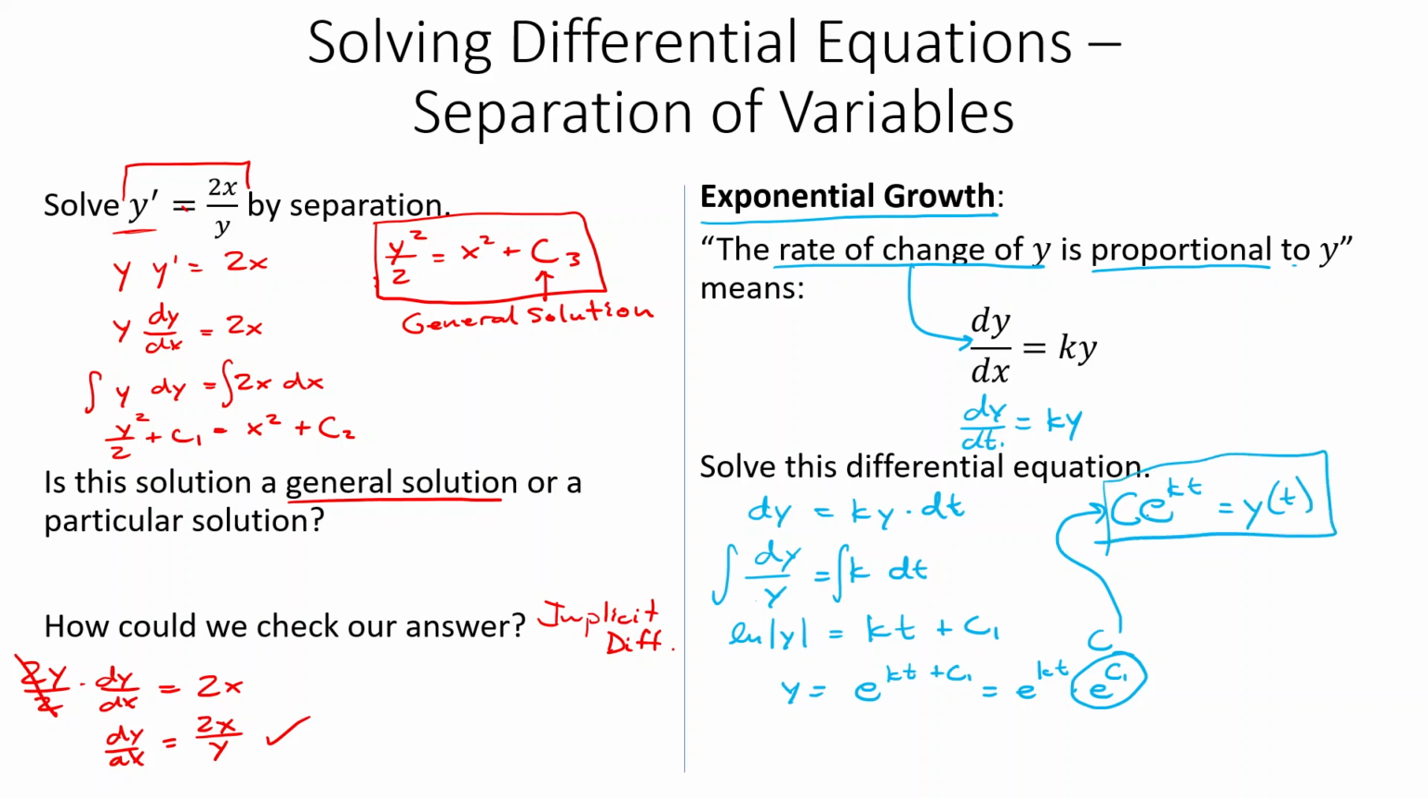And that's exponential growth. If we have some sort of amount here, usually our initial amount, our starting amount, times e to some constant times t, that is how the exponential growth equation works. It's also exponential decay, by the way, just k has to be negative.